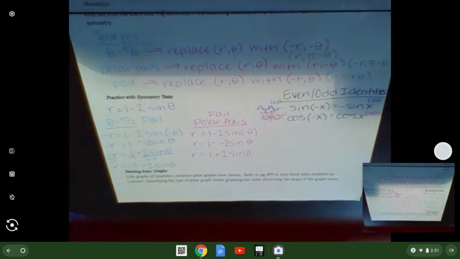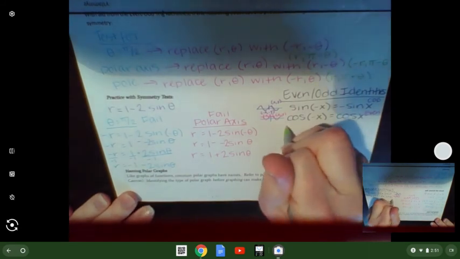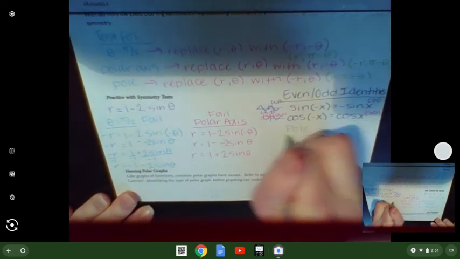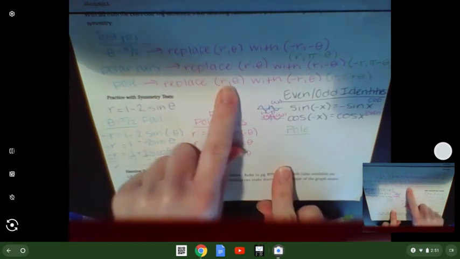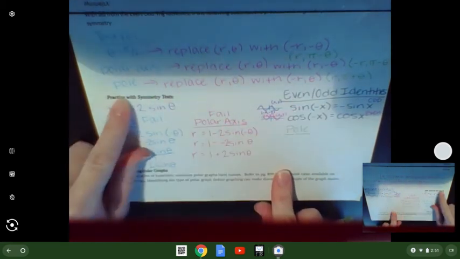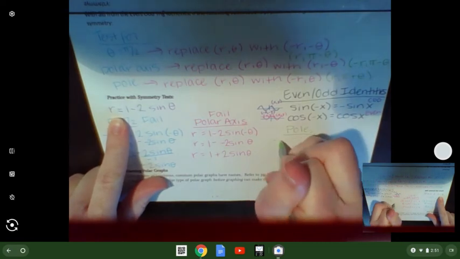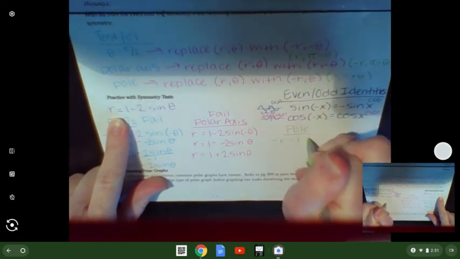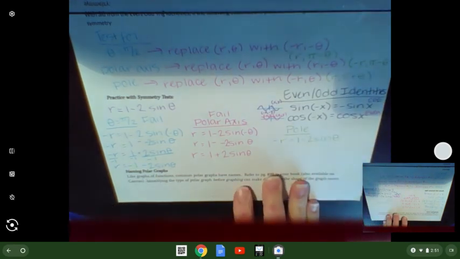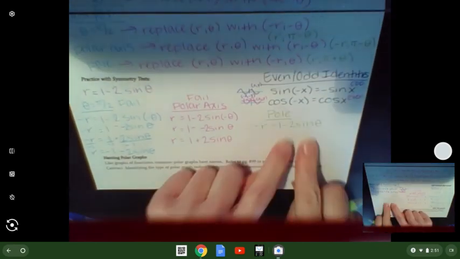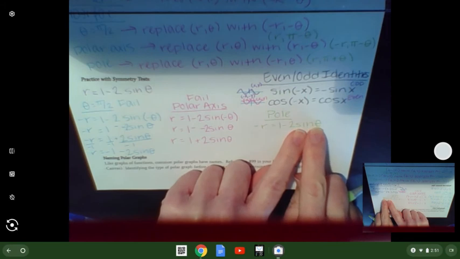Okay, so then let's try the last one. Symmetry with respect to the pole. Well, symmetry with respect to the pole, I'm going to replace r, theta with negative r, positive theta. In this case, I don't need to apply any of the even-odd function tests because I have not changed my angle input here.